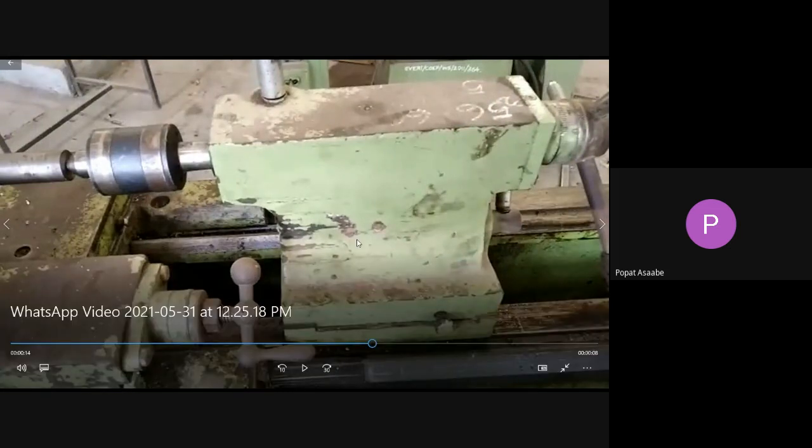This is called your tailstock, and here we want to offset the tailstock.